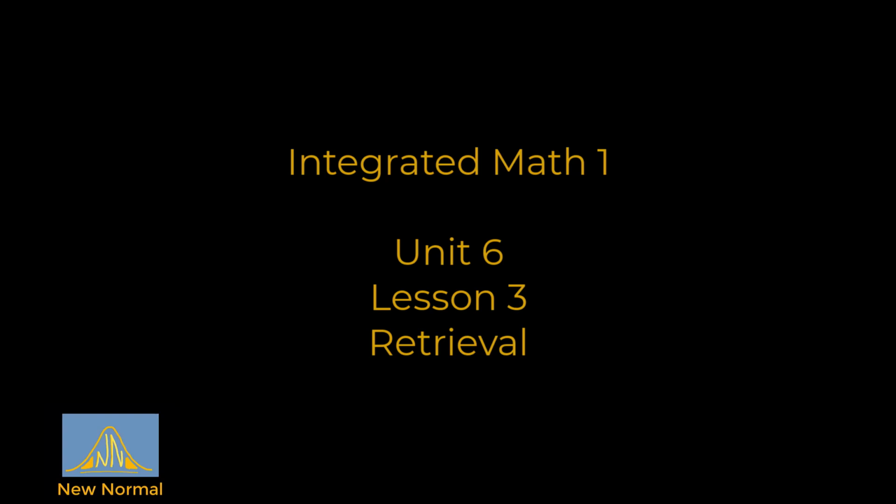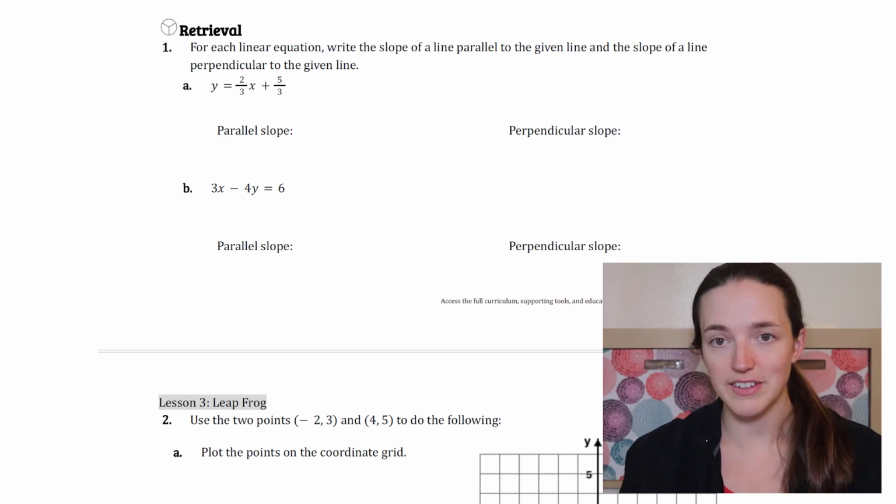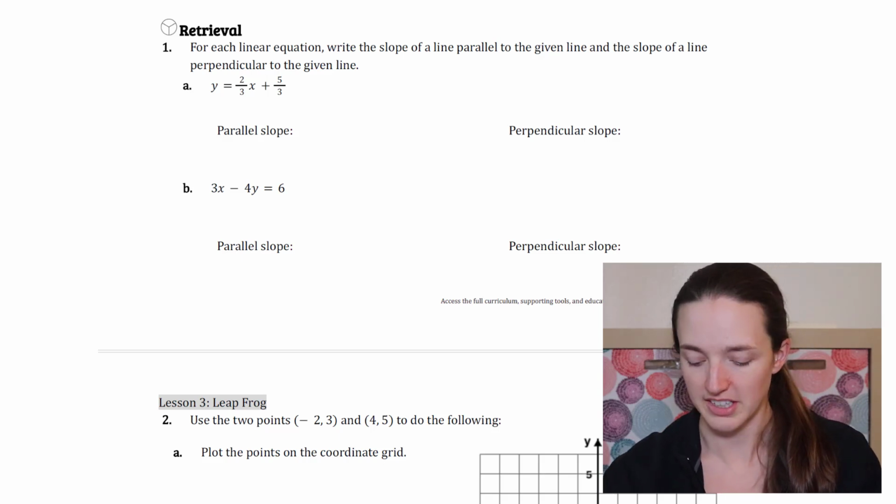This is the Unit 6 Lesson 3 retrieval. In our packet, it's on page 25. Okay, so to start with, we have to come up with the slope of a line that is parallel to the given line and perpendicular to the given line.